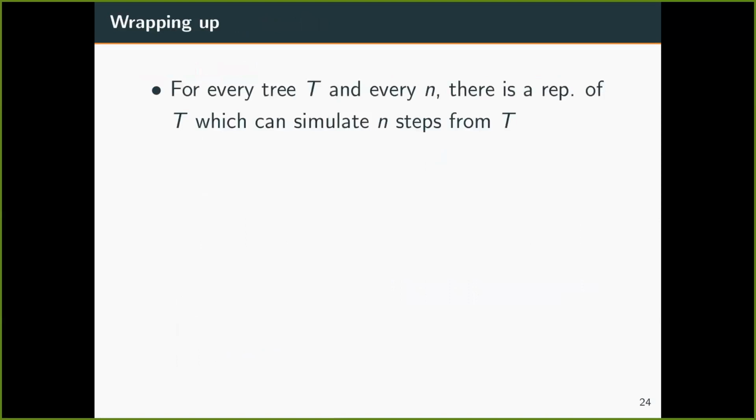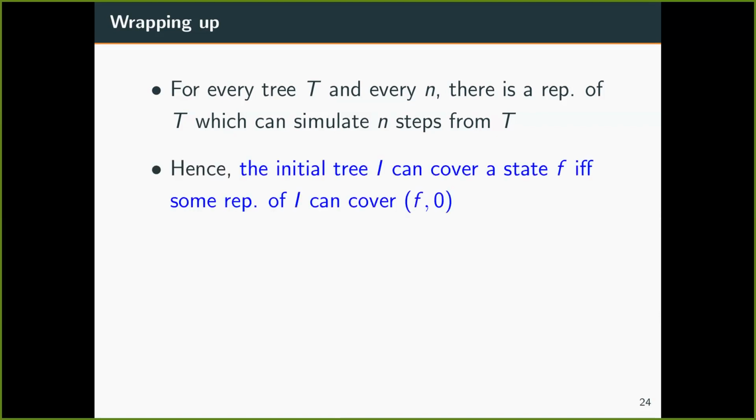To wrap up, what we have shown with these gadgets is that for every tree T of the NCS and every number N, there is a representative graph of T in our broadcast network, which can simulate N steps from T. Hence, the initial tree I in the original NCS can cover a state F if and only if some representative of I can cover F, 0 in our broadcast network.